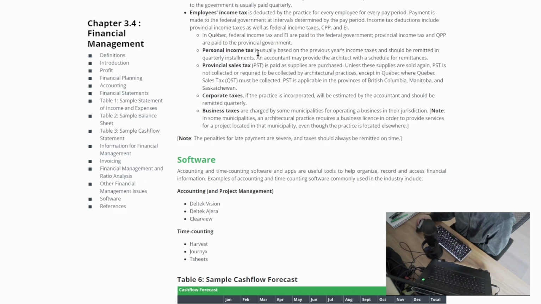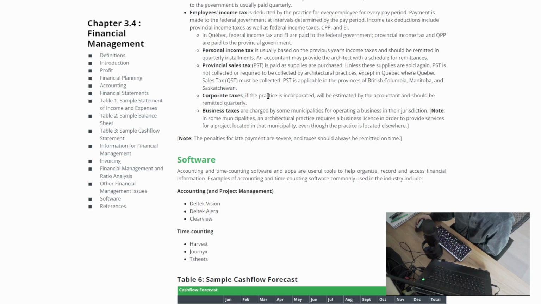Personal income tax is usually based on the previous year's income taxes and should be remitted in quarterly installments. An accountant may provide the architect with a schedule for remittances. Provincial sales tax, PST, is paid as supplies are purchased. Unless these supplies are sold again, PST is not collected or required to be collected by architectural practices, except in Quebec, where Quebec sales tax, QST, must be collected. PST is applicable in the provinces of British Columbia, Manitoba, and Saskatchewan.